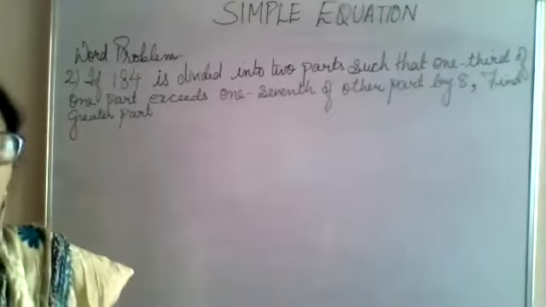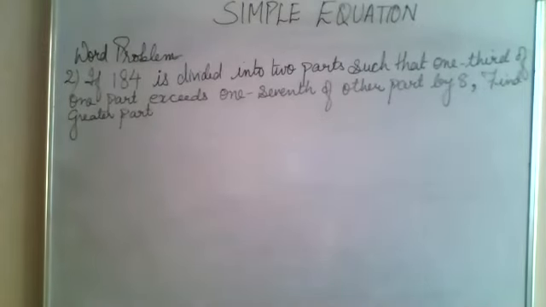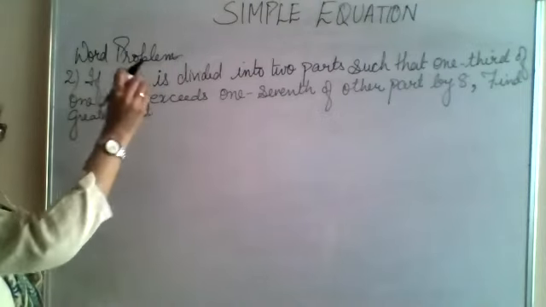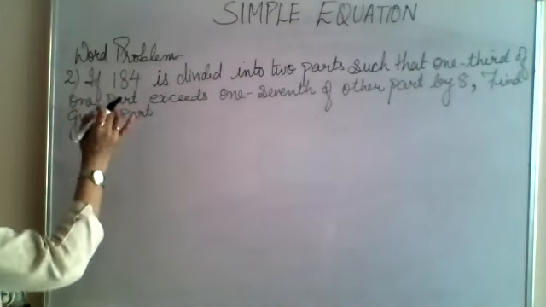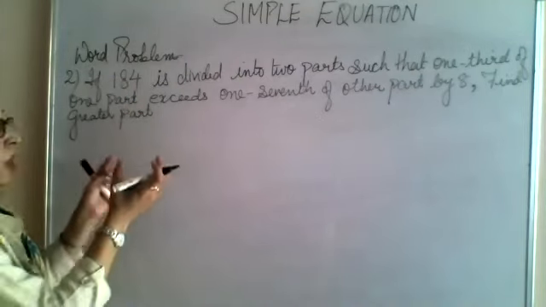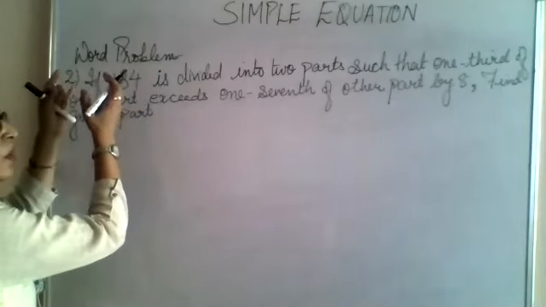Let's do next question. Second question. If 184 is divided into two parts such that one third of one part exceeds 1/7 of other part by 8, find greater part. It means here divided means distribute. Distribute karna hai aapko. So let one part be x, then other part will be 184 minus x. Because jab aap dono parts ko add karoge to unka addition kitna aana chahiye? 184.